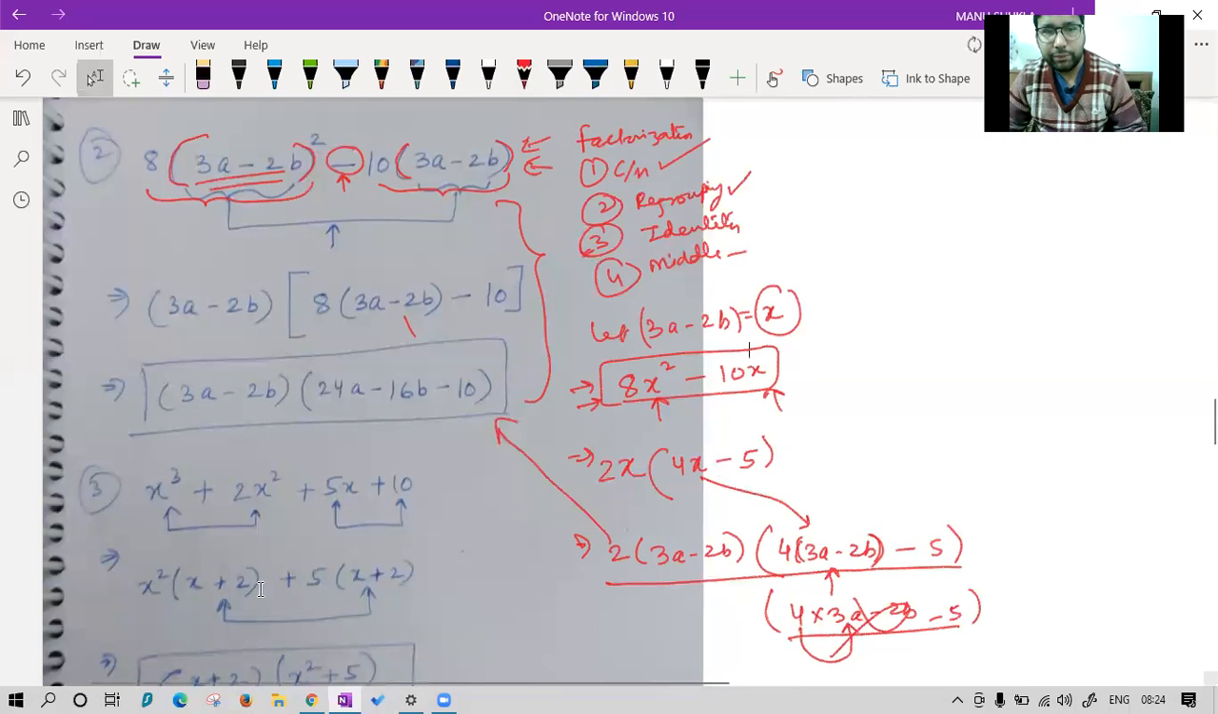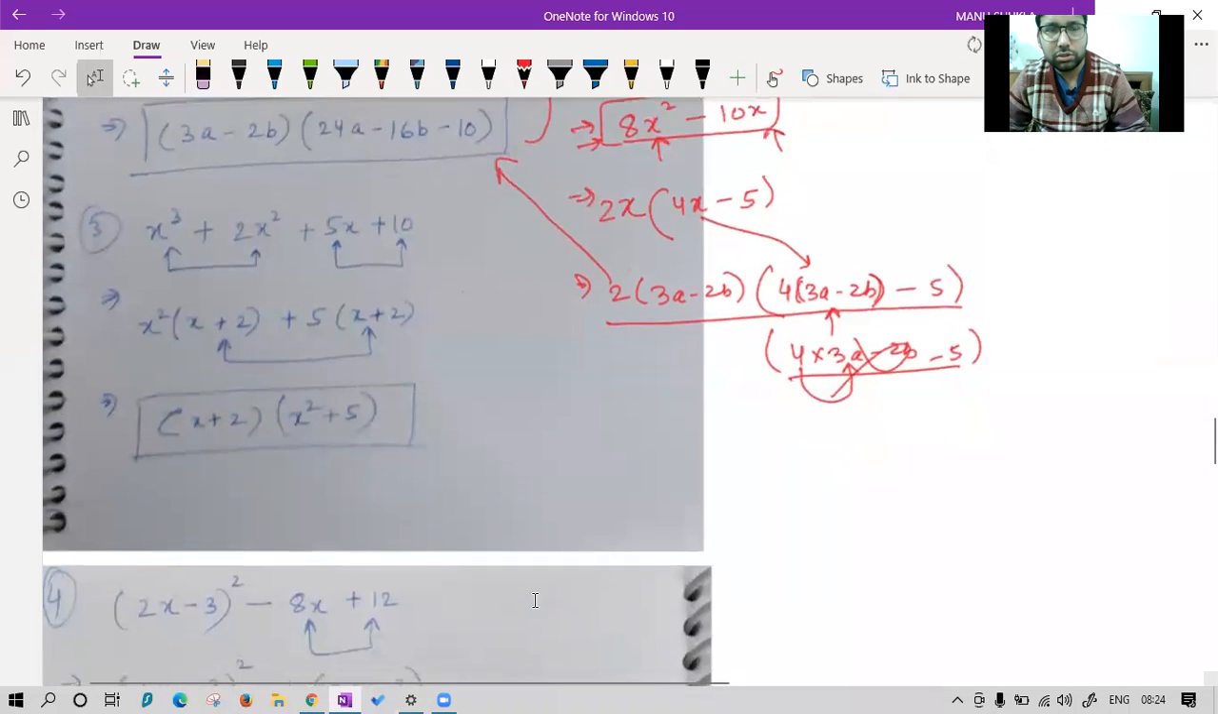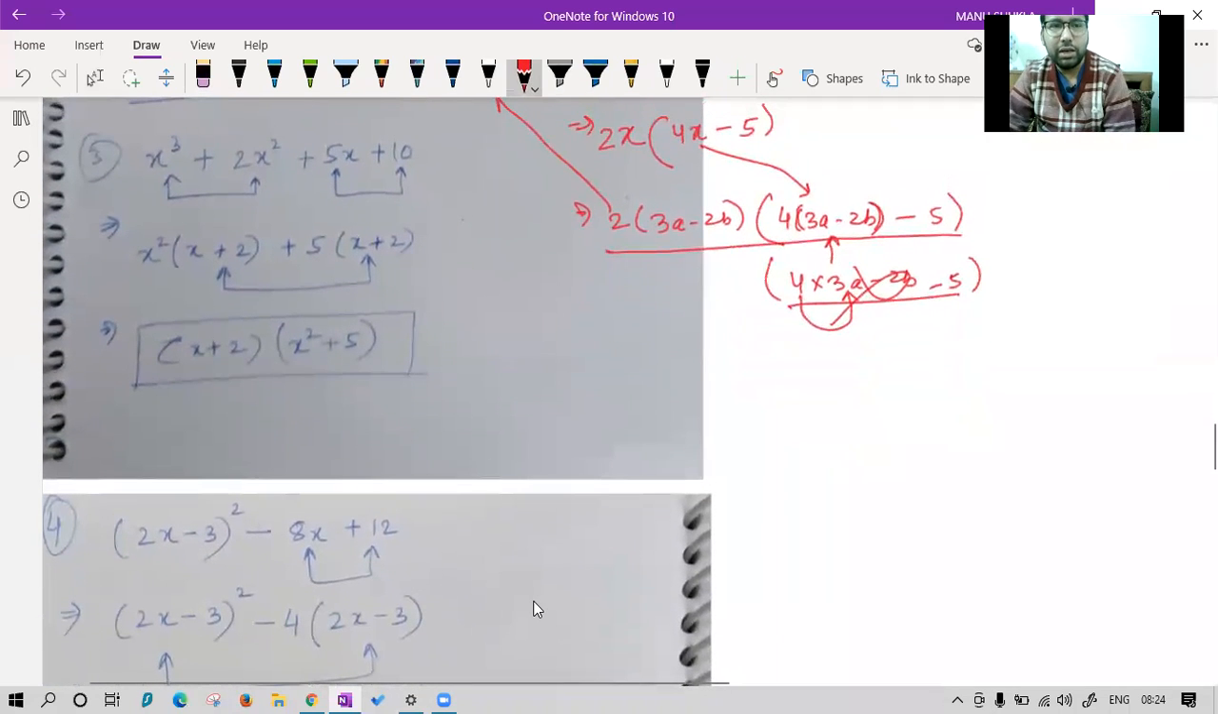Now question number 3. Here you have 4 terms or 4 expressions: x cube, 2x square, 5x and 10. So what we can do is the regrouping in this case. Just by viewing, you will see that these two have something in common, which is x square. These two have something in common, that is 5. So I have taken x square common from these two and got x plus 2 inside. I've taken 5 common from these two and got x plus 2 inside.